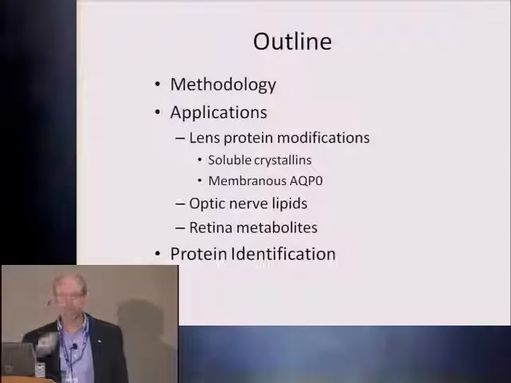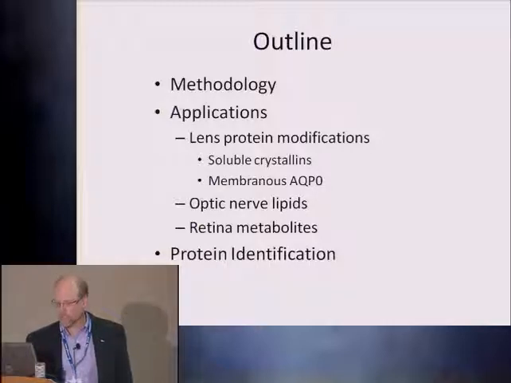Then I'm going to talk about lens proteins, an area we've been working in for quite a long time. I'm going to talk about soluble proteins, the crystallines, and integral membrane protein, which is not so easy to image. And then I'll move on to optic nerve imaging of lipids, and then some metabolites in AMD, which you just had an introduction to by Tim. And lastly, I'll talk about this bottleneck in terms of identifying what analytes we are actually imaging.